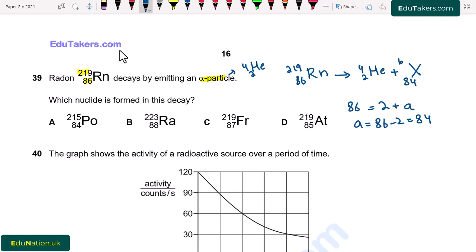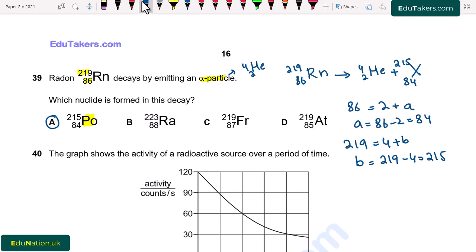So I write here 84. Next I am going to compare the mass number. On the left hand side it is 219 and here it is 4 plus B. So the value of B will be equal to 219 minus 4, which is 215. So I write here B is equal to 215. So the nuclide has atomic number 84 while the mass number 215, which here is given for PO in the option A. It means that A is correct.